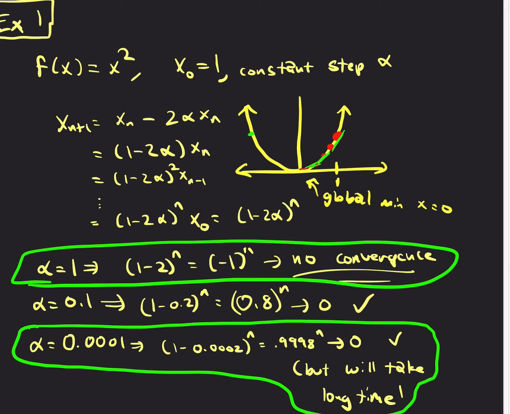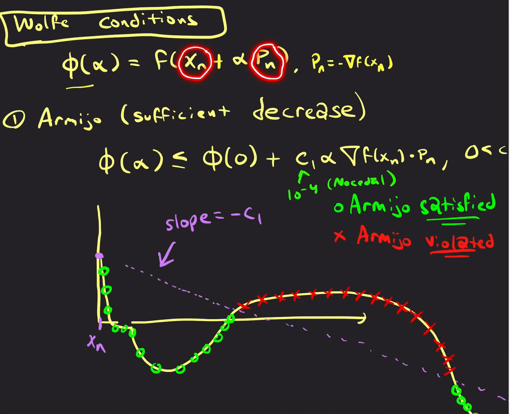So I'm going to define phi of alpha to be the following. We're assuming that our point xn is fixed and that the search direction that we're looking at is also fixed. And all we're trying to figure out is a step length alpha that gives us a good answer. So in the context of gradient descent, this is negative gradient of f of xn. As we'll see with Newton methods, we can choose different search directions. So the Armijo condition is just the following.